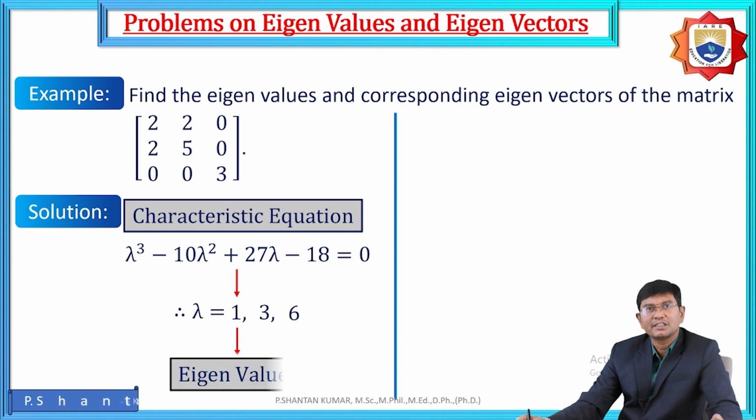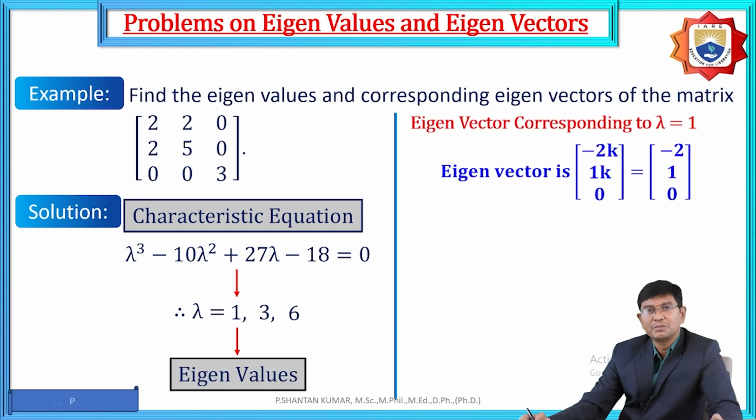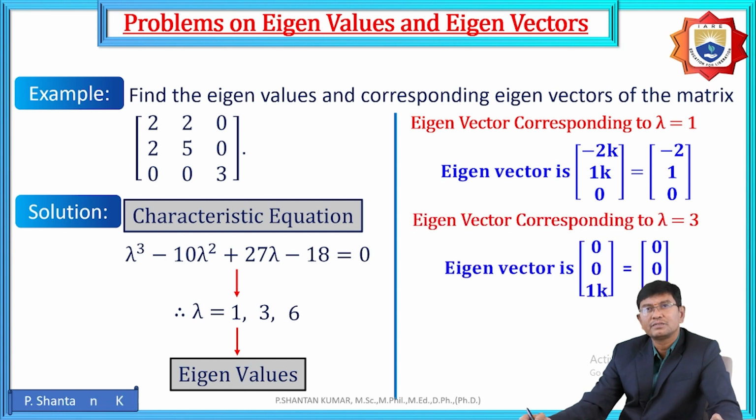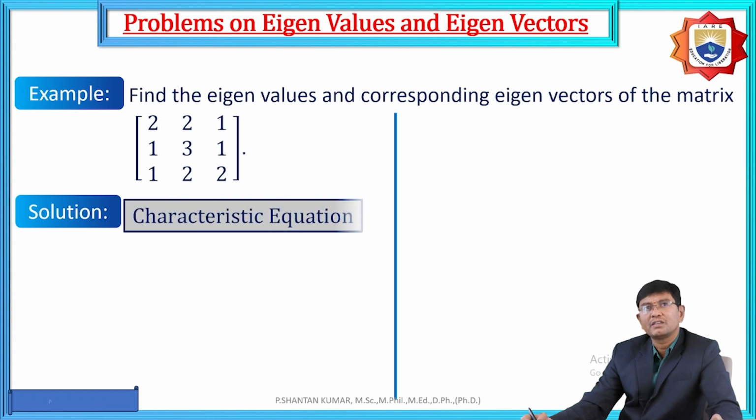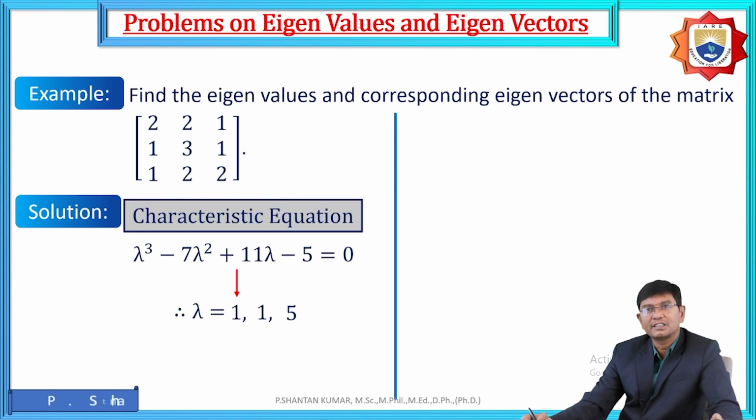Similarly, these are some examples we need to practice. For clarification we need to check the solutions, as your practice homework. Here the corresponding eigenvalues are 1, 3, 6, and these are the particular corresponding eigenvectors. And further, again there are other examples.